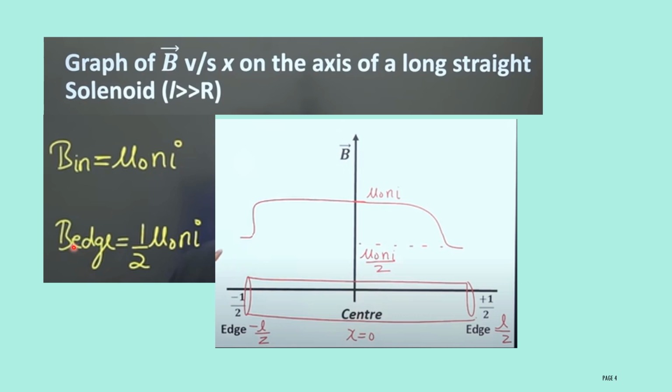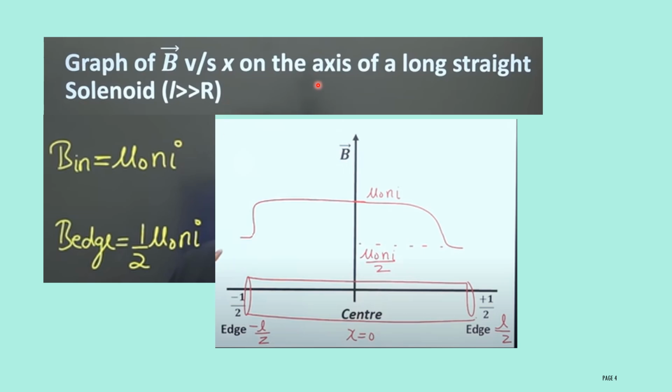Then the magnetic field along the edges will be reduced to half. Here you can observe the magnetic field inside the solenoid is indicated by this straight line portion. Then along the edges it will be reduced to half. This is the graph of magnetic field versus the x-axis.